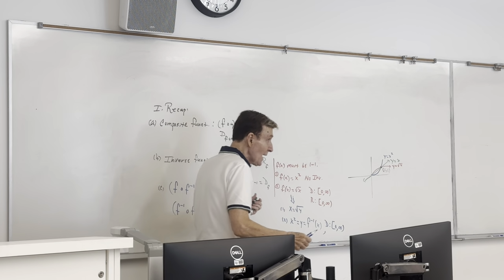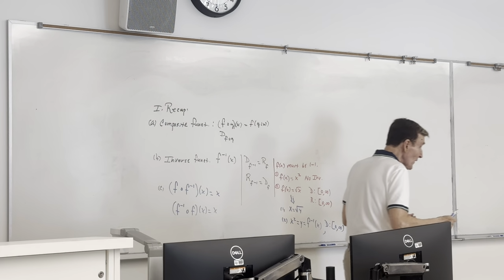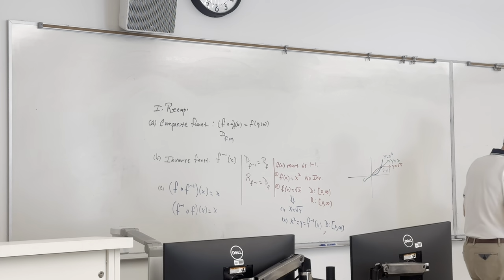So I see now a good way to check when you finally get a quiz on this. If you find the inverse and you think it is correct, use that composite business. If you don't get x, you've made a mistake. Now we'll try one. We'll move on from there. So far, so good? Making sense?